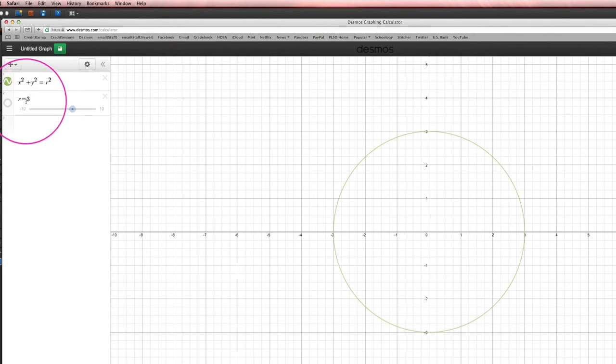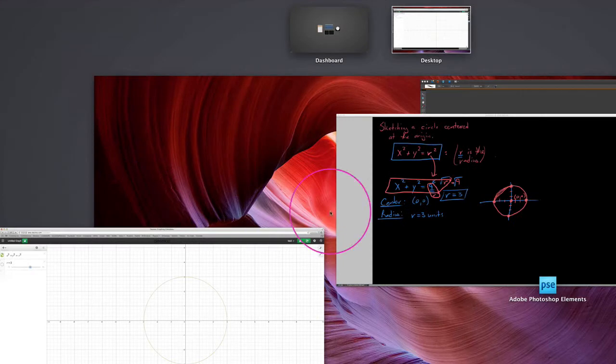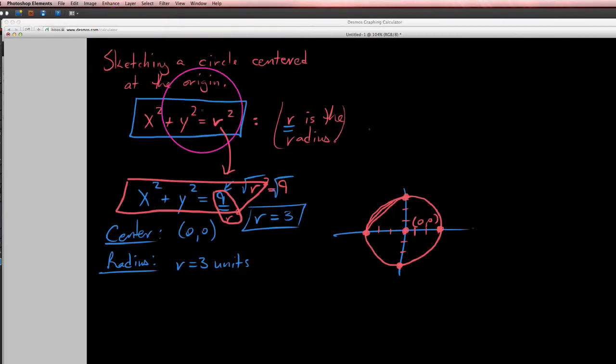And so what I'm putting in here for r is being squared up here. So technically, if I were to put this 3 in right here, it'd say x squared plus y squared equals 3 squared, which is 9, okay? But that is how you graph a circle that is centered at the origin. You just find the radius and sketch her in.